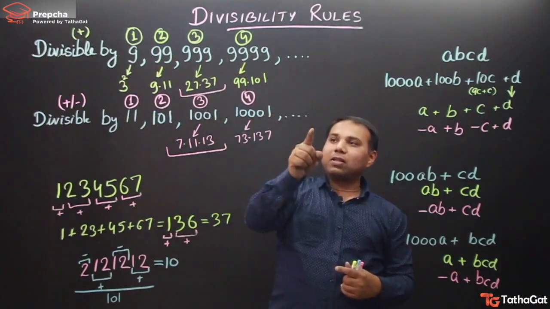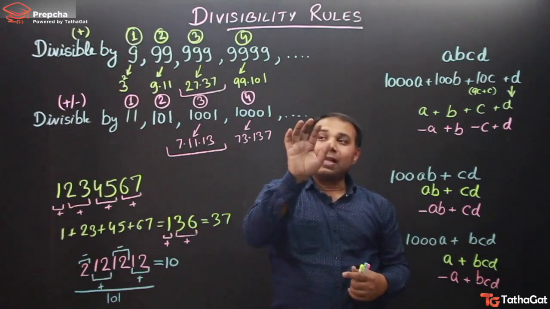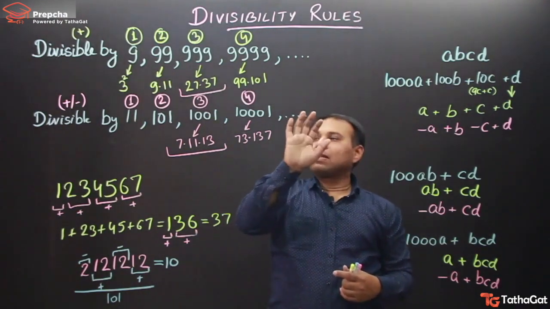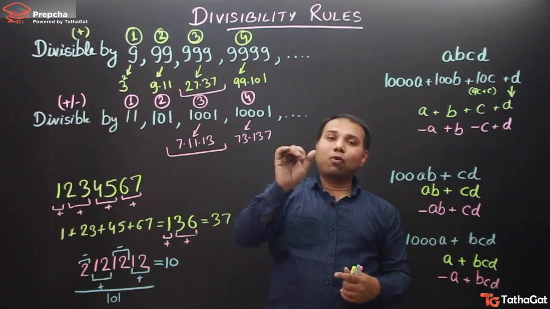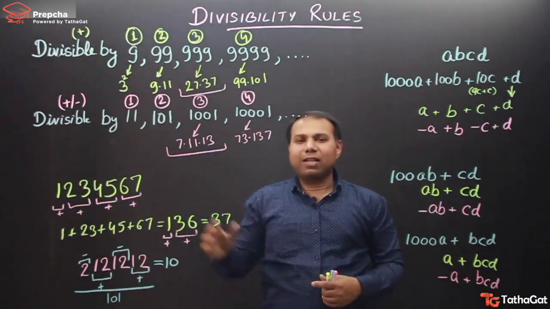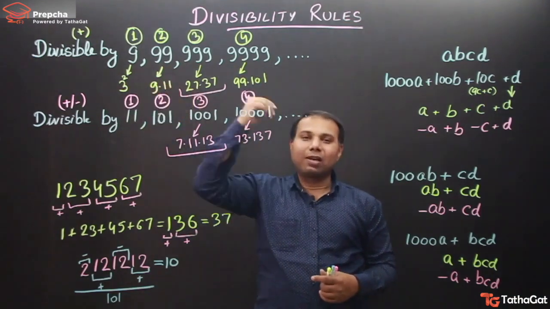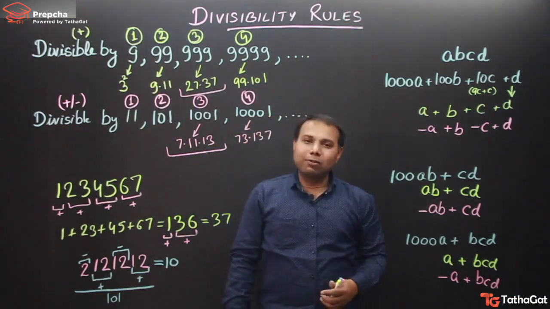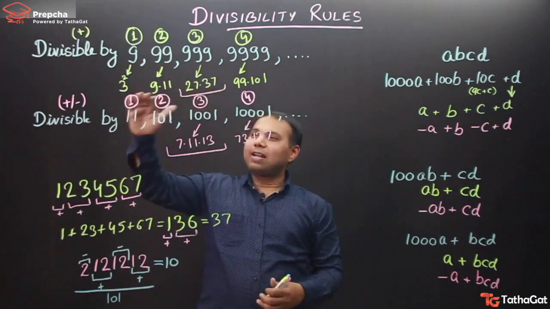And if going further, I can come to the next part also. In that case, what will happen? I need to make groups of 5 digits at a time now, and the groups will be alternate plus and minus. So for 11 there are infinitely many rules. For 9 also there are infinitely many rules. So this is the family of divisibility rules for 9s and 11s.